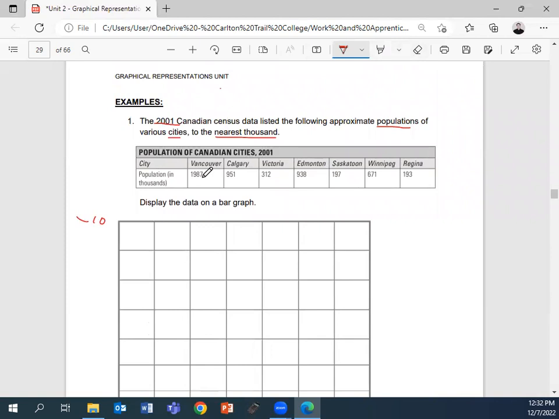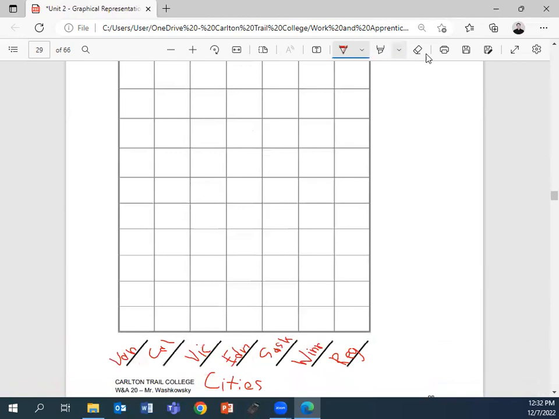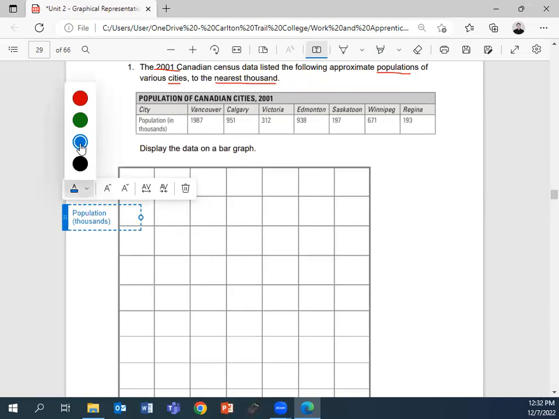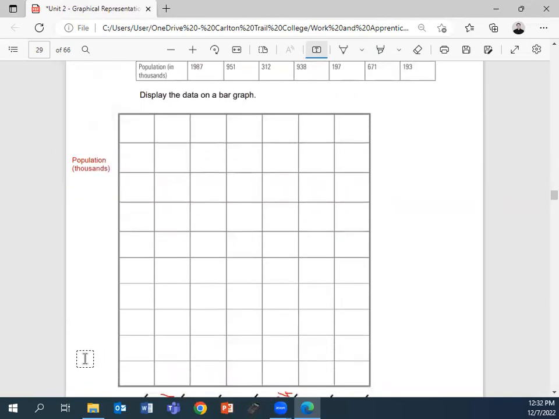And I can see here my biggest population is Vancouver with just shy of 2 million. So if I take 2 million, divide that by 10, each line should be about 200,000 then, right? So why don't we do that? We're going to put population in thousands here, just so we know. And then we're going to go up. Well, I'm going to go up by 200,000 every single line.